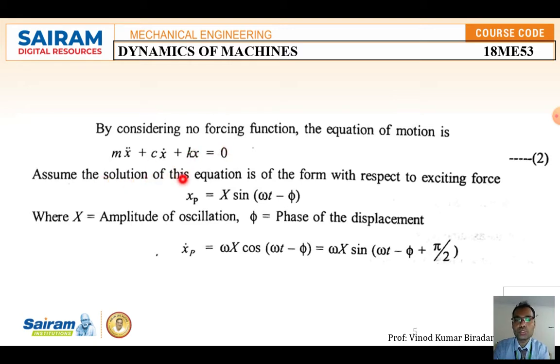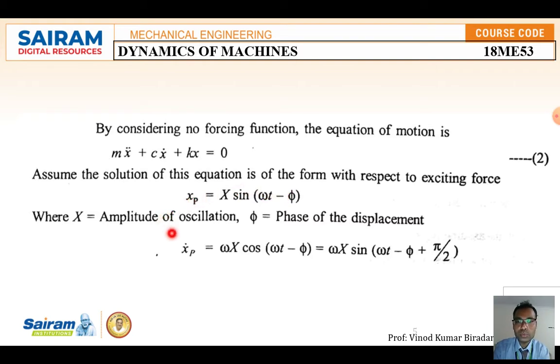Assume the solution of this equation of the form with respect to the excitation force. If you are assuming the excitation force, that is a particular solution: x of p is equal to capital X sin of omega t minus phi. Here X is the maximum displacement, that is the maximum amplitude of the oscillation which takes place, and phi is the phase angle, that is the phase displacement which is there in the mass.